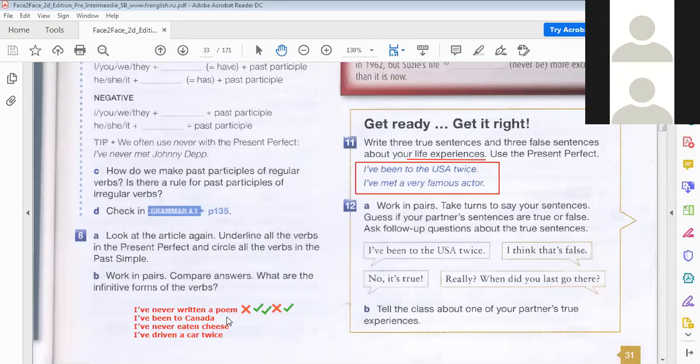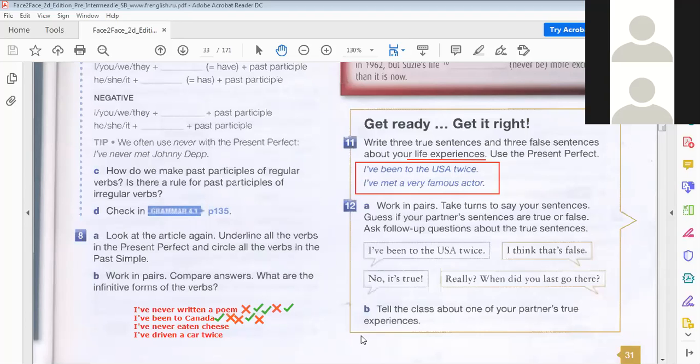Okay. I've been to Canada. True. You think it's true? It's false. Okay. Number 2: false, true. Selma thinks it's true. False. Do you check it as grammar? Sorry? No, not grammar. It's whether this is true about her life or not. Yes, okay.